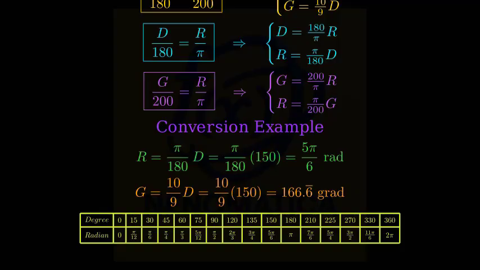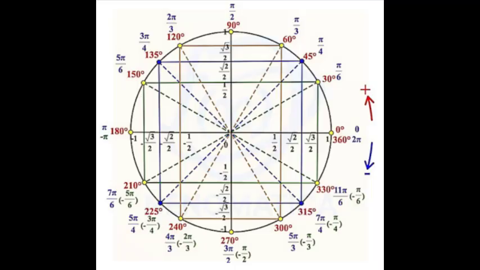Now let us anchor everything on the unit circle. The radius is 1, and the coordinates on the circle are cosine theta, sine theta. We will mark a few key angles. 30 degrees gives root 3 over 2, 1/2. 45 degrees gives root 2 over 2, root 2 over 2. 60 degrees gives 1/2, root 3 over 2. At 90 degrees, we are at 0, 1. Across the circle at 180 degrees, we are at -1, 0.